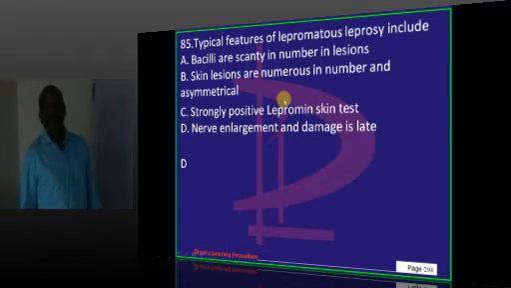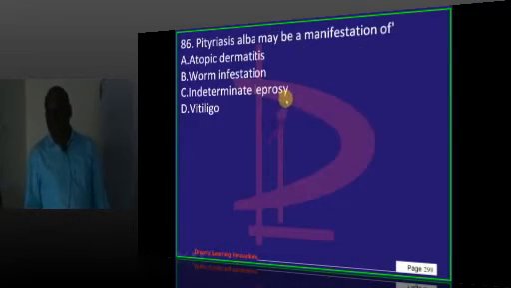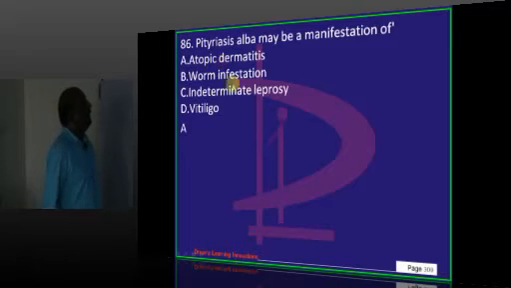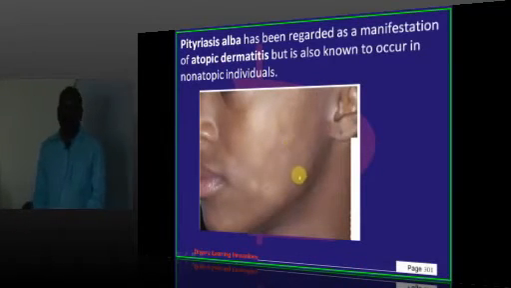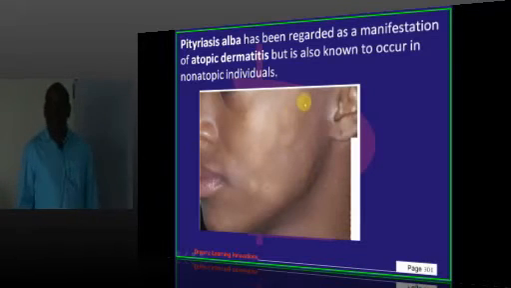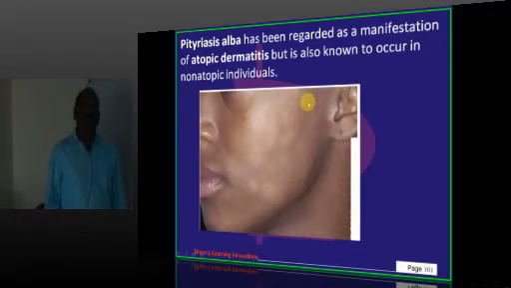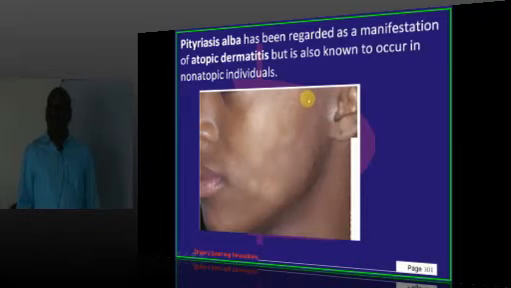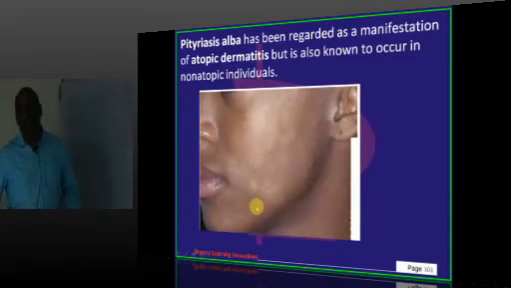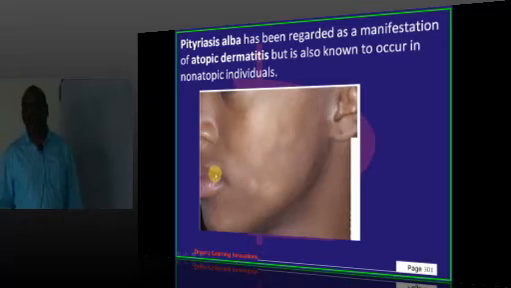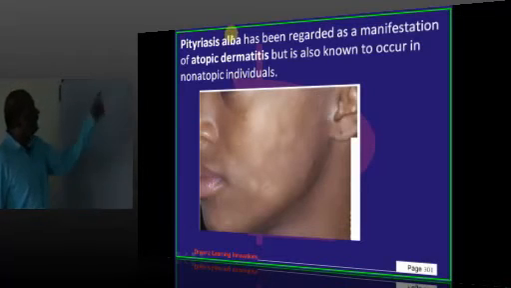Lepromatous leprosy, nerve enlargement is an early feature. Is an early feature. Pityriasis alba, why does it occur? 7th class, 8th class, 9th class, white lesions. So the boy will be worrying, he will never get a girlfriend in life. But later on he discovers he is the cutest guy when he enters medical school. Right? So it is only transient. Puberty, lots of puberty. When it starts, testosterone starts pumping, pityriasis alba also starts appearing.